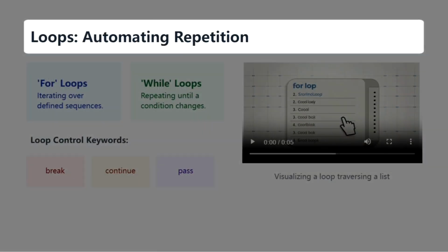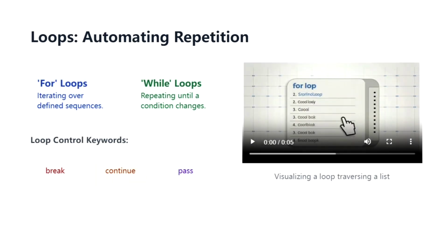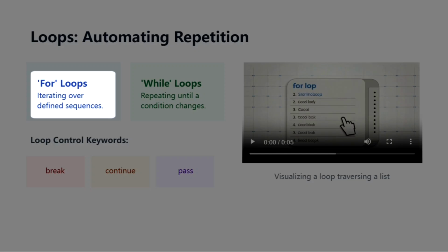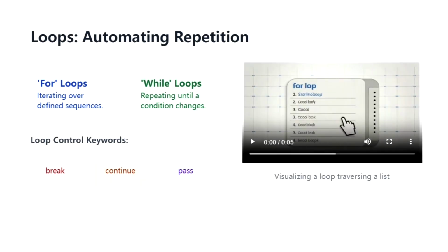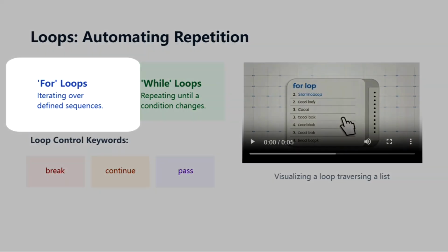Building on what we just covered regarding logic, we now reach one of the most powerful tools in any programmer's kit, loops. Instead of writing the same code 10 times, we let Python handle the repetition for us, making our code much cleaner and more efficient. First, let's look at for loops. These are your go-to when you have a defined sequence, like a list of names or a range of numbers. You're essentially telling Python, do this for every single item in this collection.